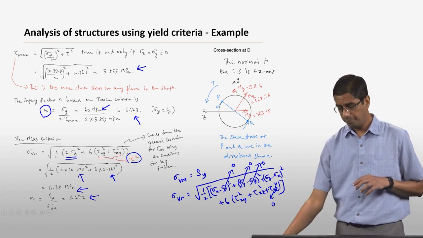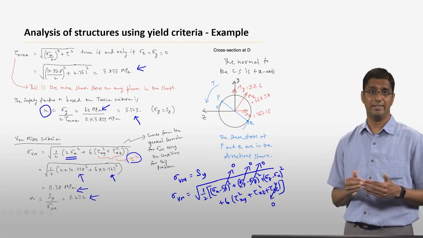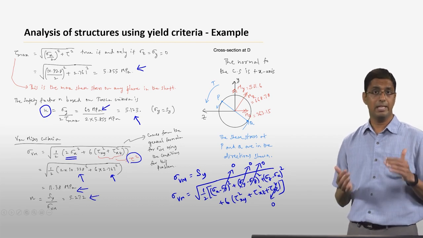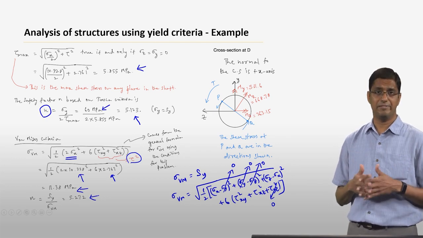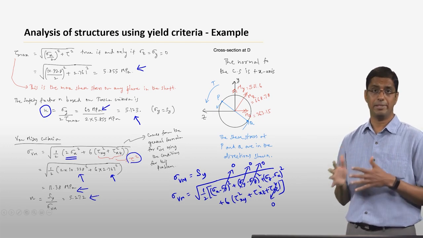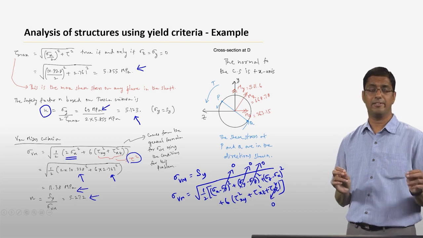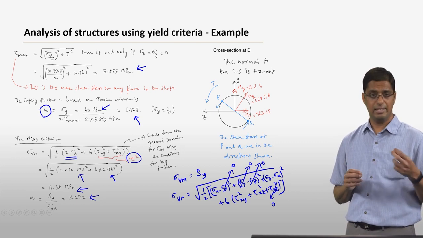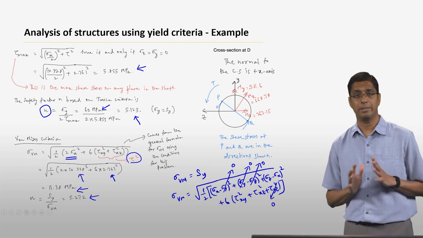So the safety factor based on von Mises criteria is a little bit higher than the safety factor based on Tresca criteria. This is not surprising because the Tresca criteria is more conservative. It is always going to give you a safety factor that is lower or at the maximum equal to the von Mises safety factor. So if you come up with an answer where the Tresca safety factor is more than the von Mises safety factor, that automatically tells you that you have made a calculation mistake somewhere. That is something you can always keep in mind.